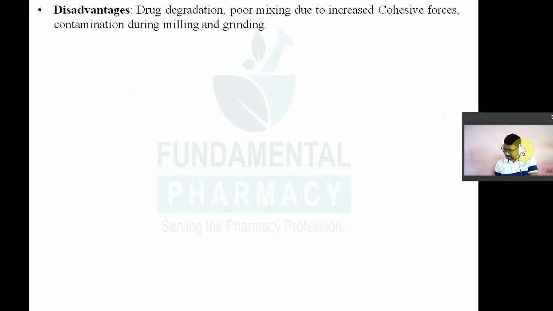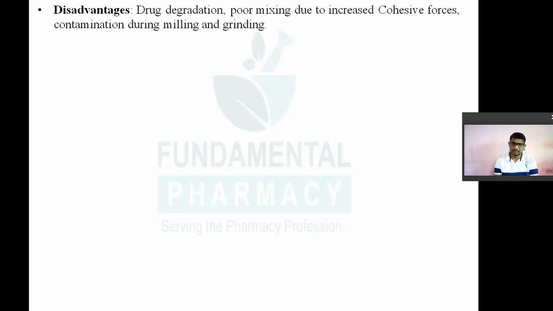Disadvantages of size reduction. During size reduction, you use different mills, like cutter mill, hammer mill, ball mill, fluid energy mill, etc. During the milling operation, what happens? There is generation of heat, and that heat may affect your product. So drug degradation can occur. That is one of the disadvantages. Poor mixing due to increased cohesive forces.